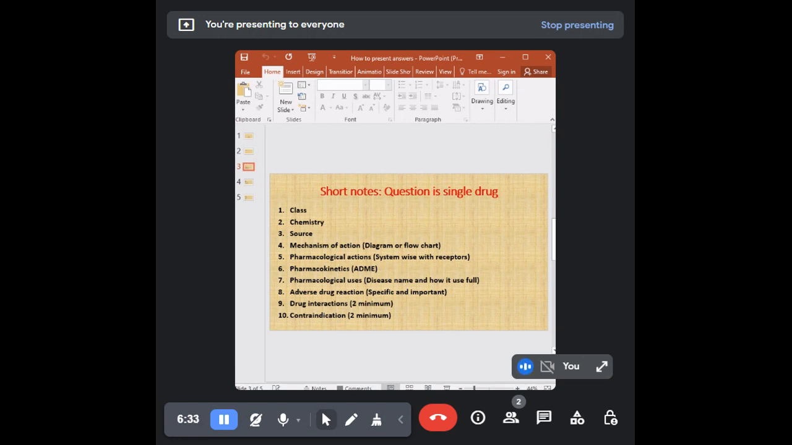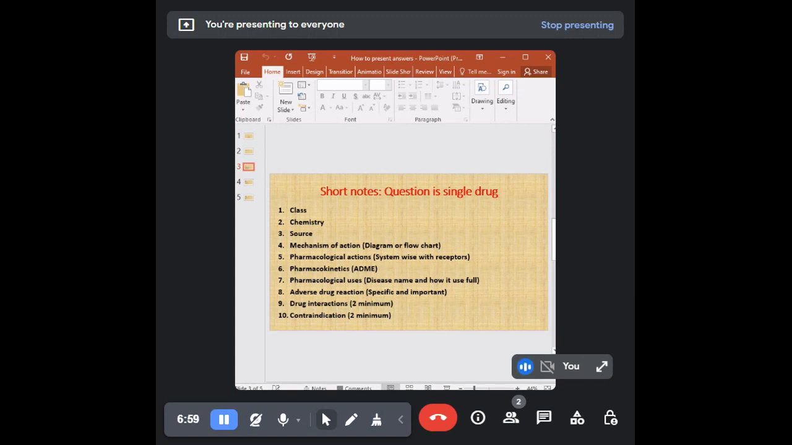Then come to the pharmacological uses. Always I suggest to the students: pharmacological uses means disease and how the drug will be useful in that condition. Normally they will write just the disease name and leave it, and everyone does like that. But if you want your answer sheet to look different, and you want to score more marks on it, write the disease and how it will be useful, one line or two lines max.